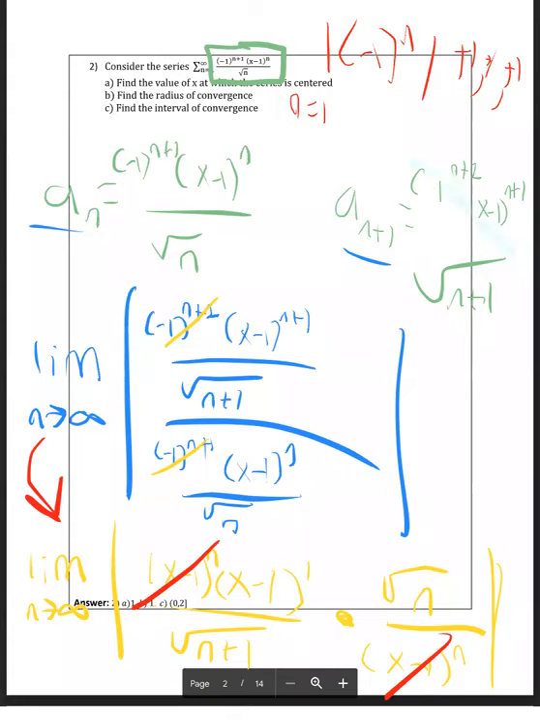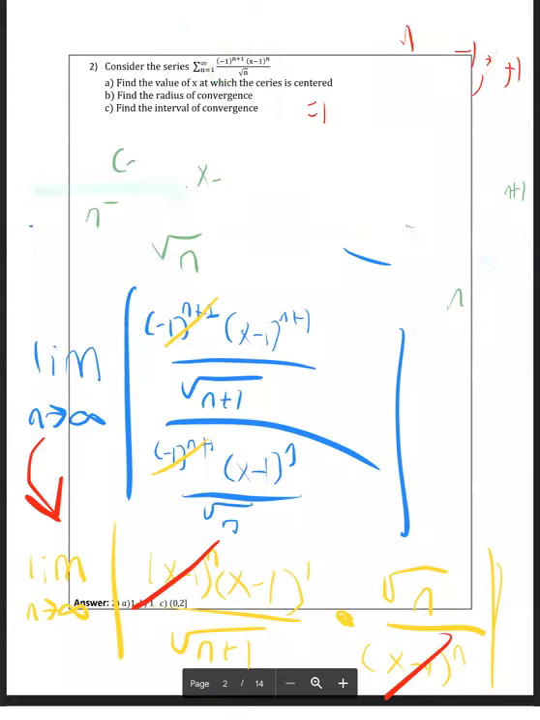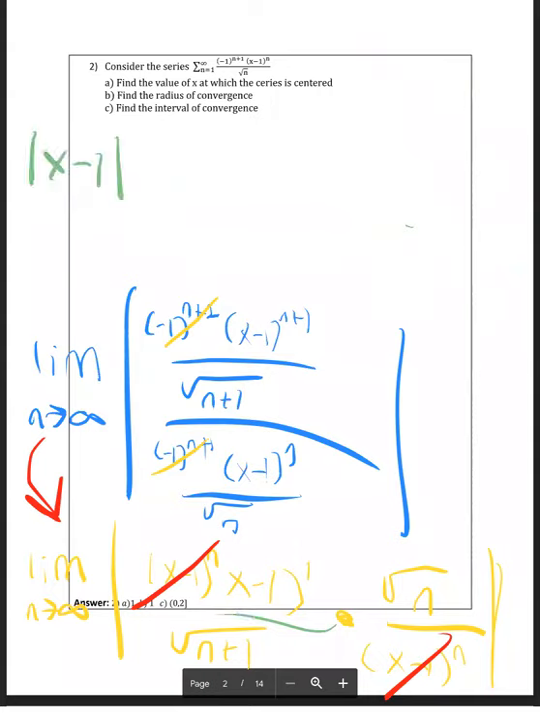So I'm going to erase the work over here and then rewrite this. I'm going to move the absolute value of x minus 1 to the outside because that has an x term and we're trying to figure out the limit. And the limit now, all we're left with is the square root of n over the square root of n plus 1. And remember, we're trying to see if it's less than 1.